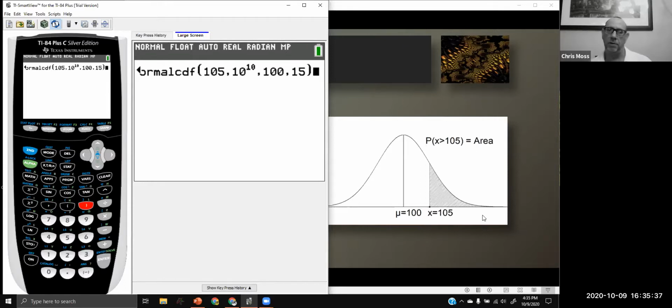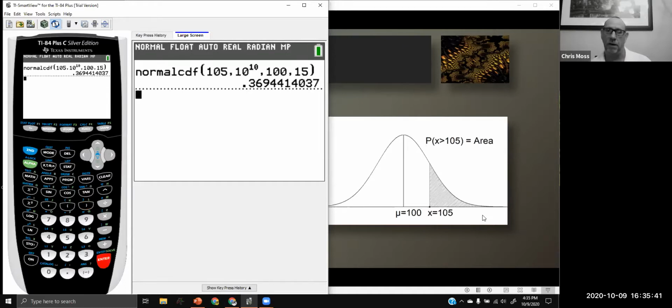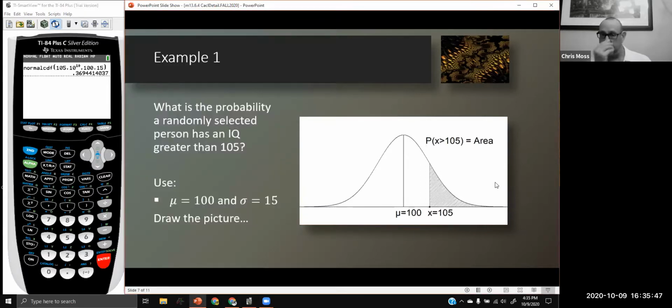So the probability that a randomly selected person has an IQ greater than 105, 0.3694 and change. If I take 4 digits here, what do I see? The probability that x is greater than 105, 0.3694. 369 to 3 significant digits. So that's your first question: the probability that an individual has an IQ greater than 105.